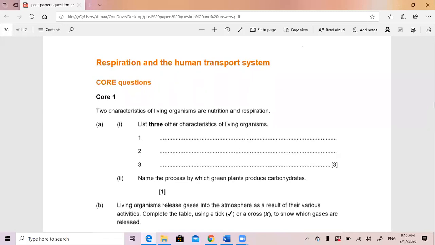I want two. So we have growth and movement. Sensitivity. Oh, sorry, excretion. Okay. And excretion. Yeah, thanks. And also another one. And sensitivity. Okay. And growth. Just Salman answer. I want another one.